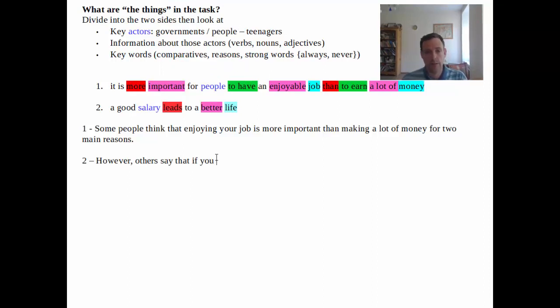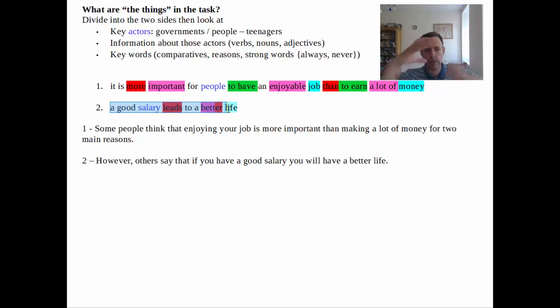Others say that if you have a good salary, you will have a better life. And the good news is that better's there. So I'll put that in a little bit red because it's a comparative. You'll have a better life. Now, what's one of the difficulties? One of the difficulties is that this is not the direct opposite of the first one. You should discuss this. You can't change this one. But you're going to be a stronger candidate if you do make a connection between the two somehow.